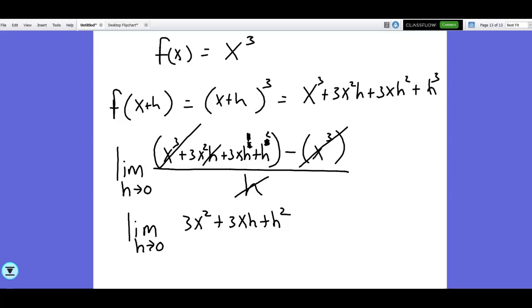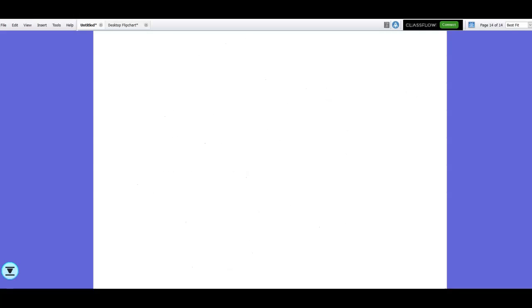Okay, and then I'm going to go ahead and do my direct substitution. And these two things are just going to go away when I plug in 0, and the answer ends up being 3x squared. All right, so that's dealing with cubes, so you might want to be aware of that. And sometimes, you know, I could make life a little bit more challenging as well. Like, for instance, I could give you something like this.